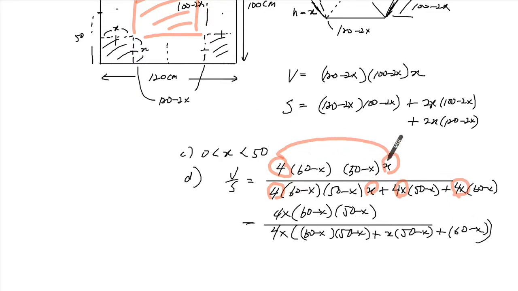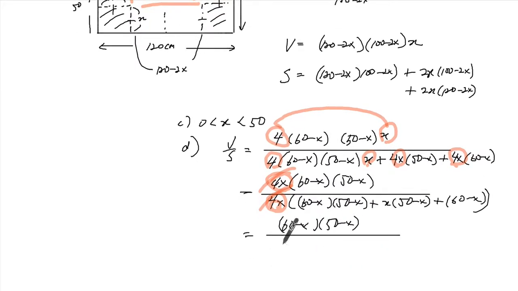All I did was factor out the 4x out here, so I can reduce it. Then we have 60 minus x, 50 minus x, all over all of this. Actually, that's been factored out too, so there's no x. So this actually will just simplify to 110 minus 2x.